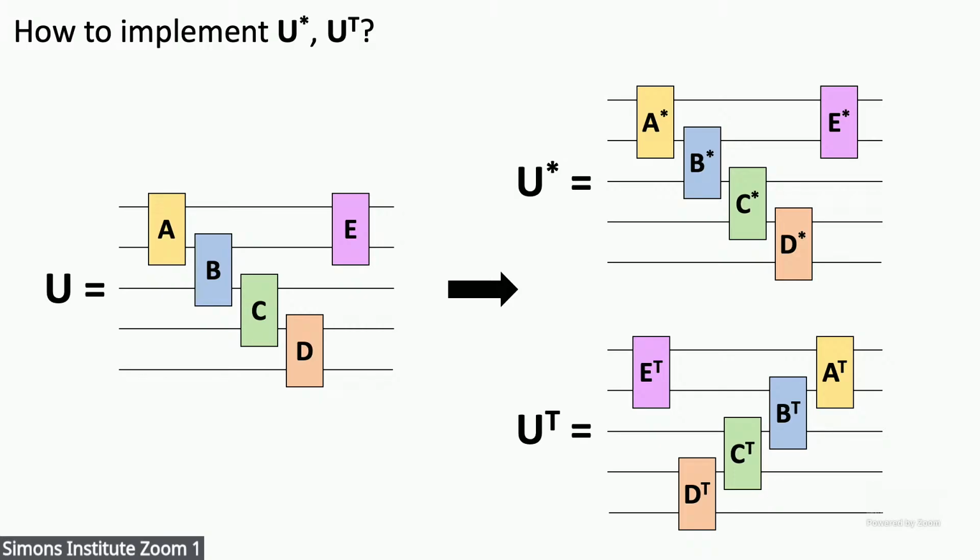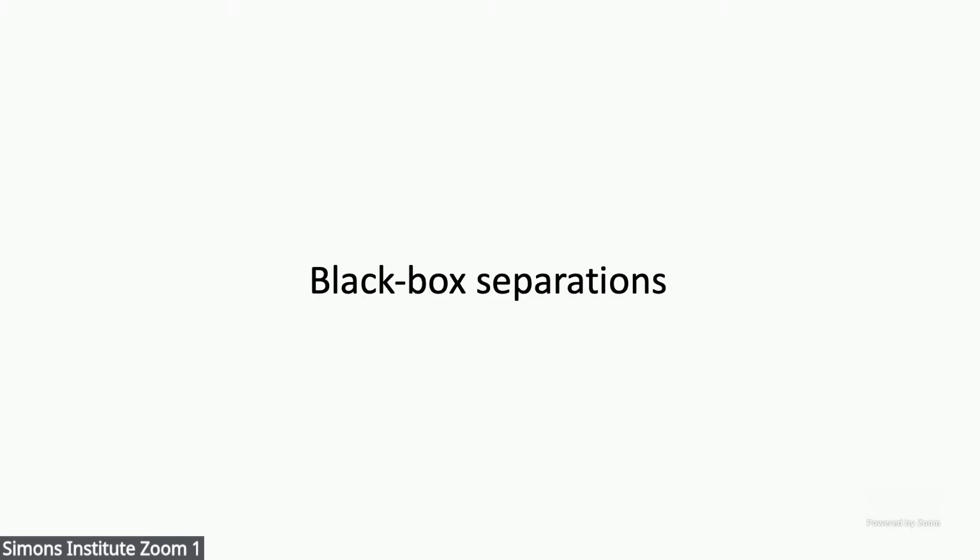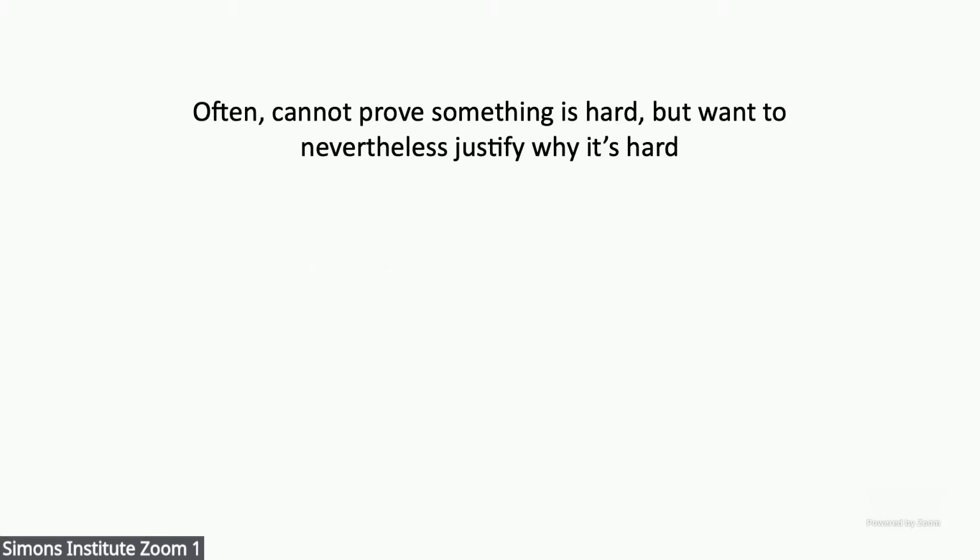All right, so these are things that we know how to compute efficiently. If you have an efficient circuit for U, you can efficiently compute the circuit for U star and U transpose. And I guess what I want to do now is justify where this might come up, to justify my claim that you should model your efficient access to unitaries in this way, and you shouldn't ignore them. And I'll be focusing on black box separations.